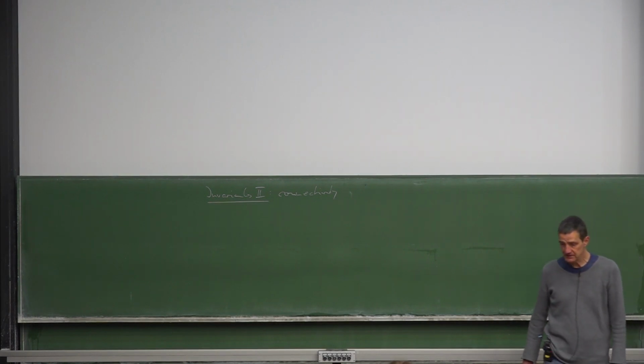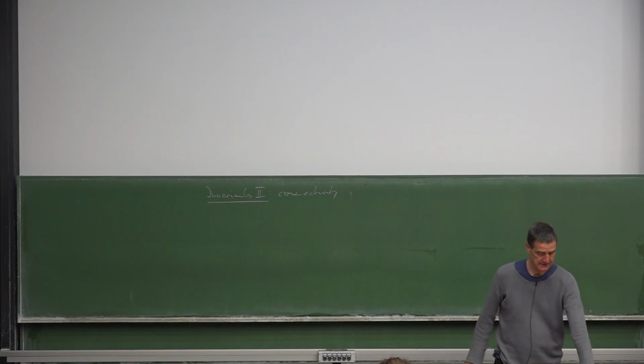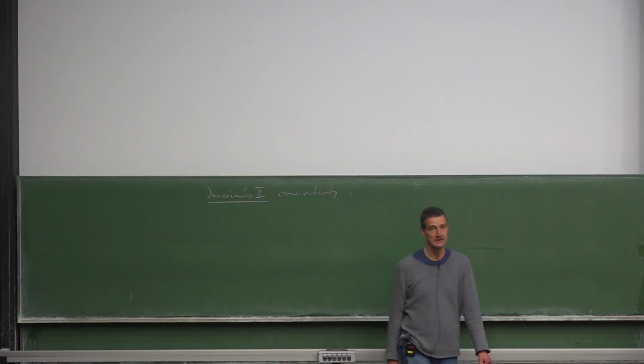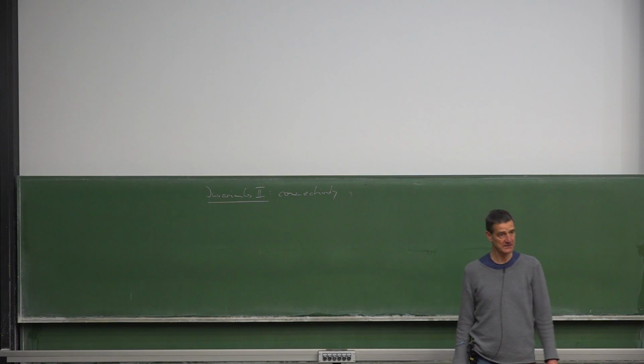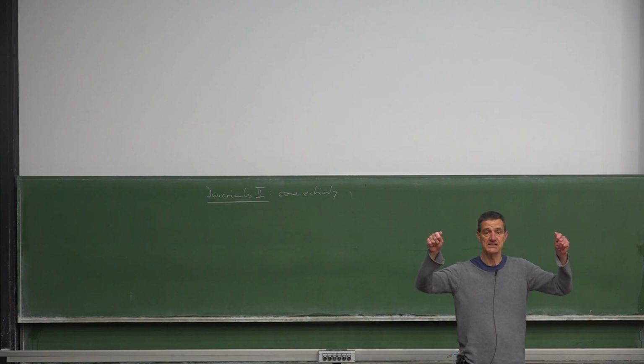Okay, so we'll be talking about invariance still in this lecture, and in particular about connectivity invariance. So I told you what connected means last time. A graph is connected if between any two vertices there exists in this graph a path from one to the other.